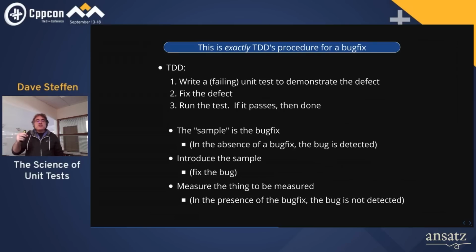The sample you're measuring is your bug fix. Okay, so first, you measure the system without your sample, which is without the bug fix. So the test fails. You introduce your bug fix, which is introducing the sample, and then you measure again, and you measure the results of adding the sample. In the presence of the bug fix, the bug is not detected, all right? Test-driven development is just good lab technique.